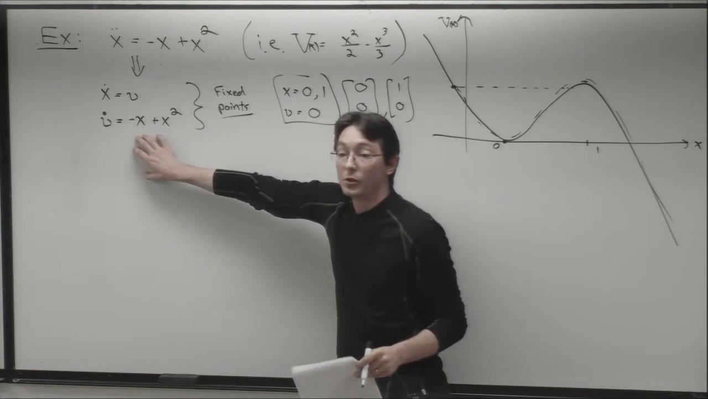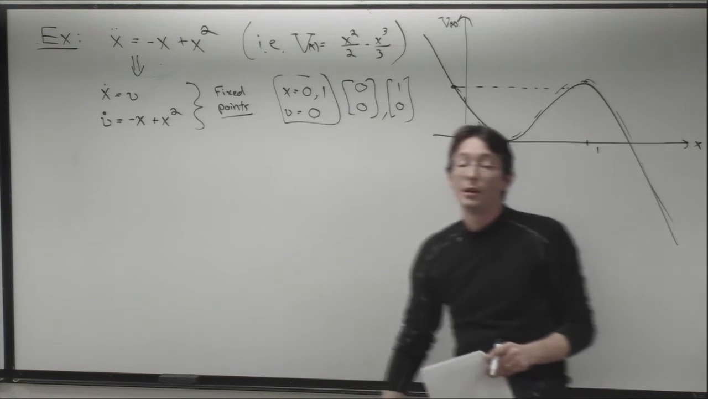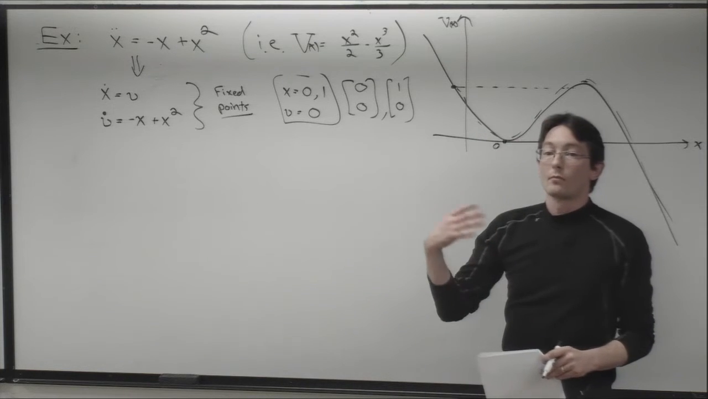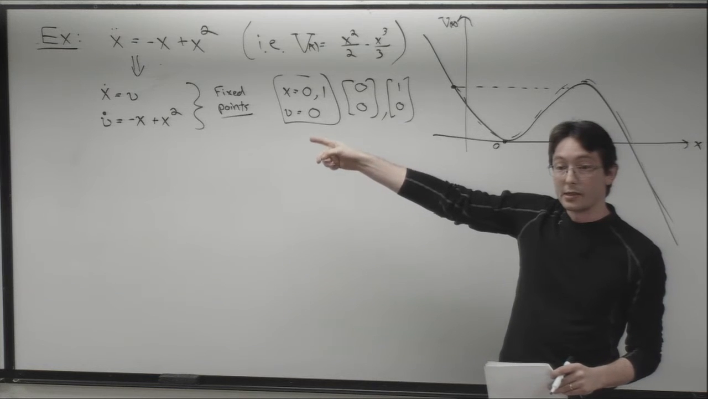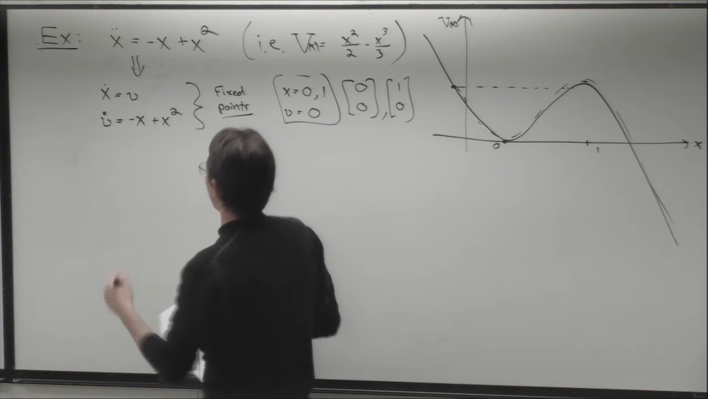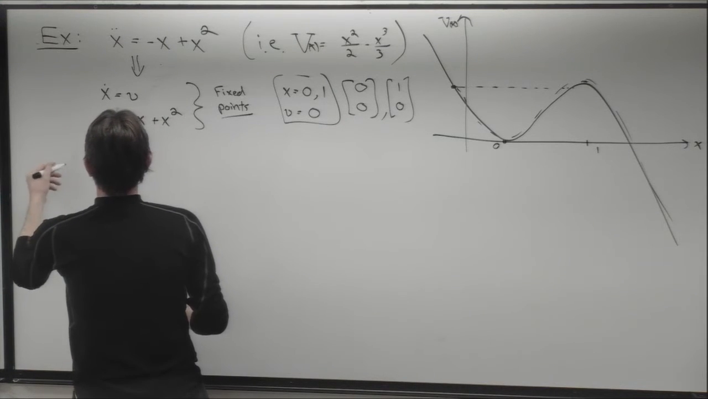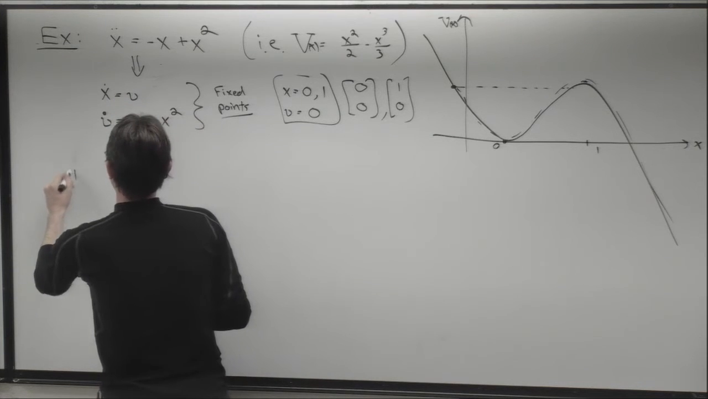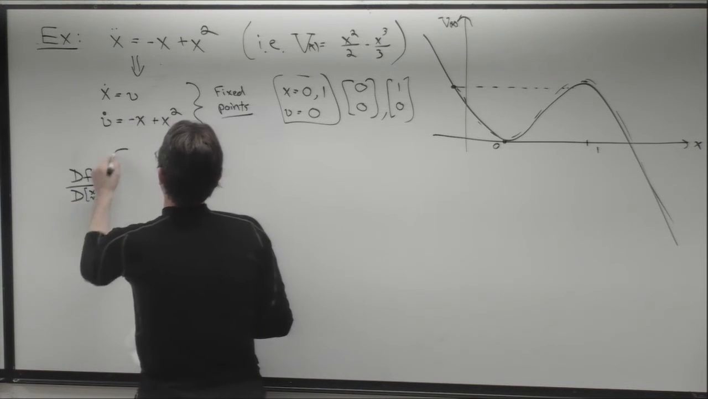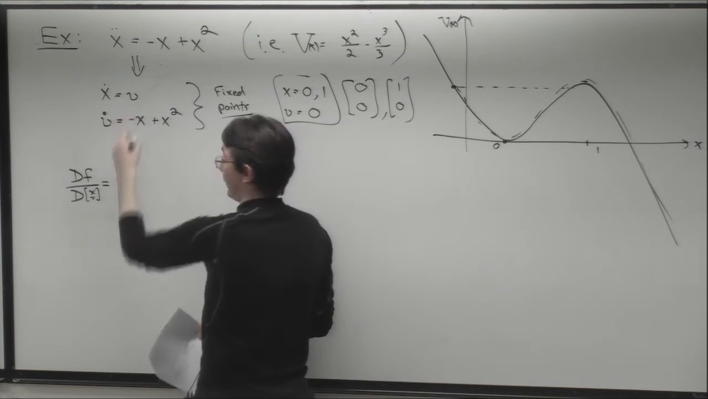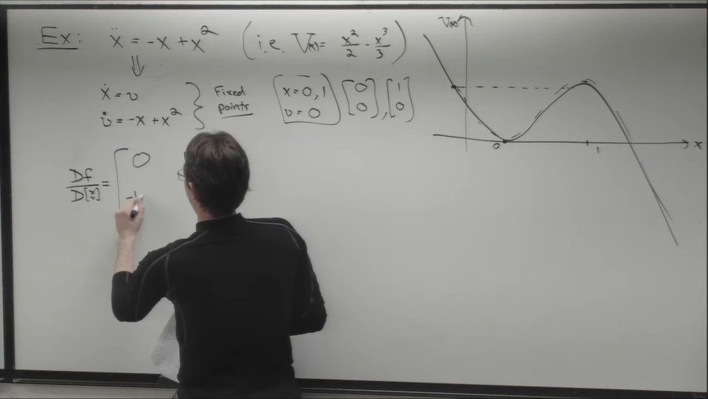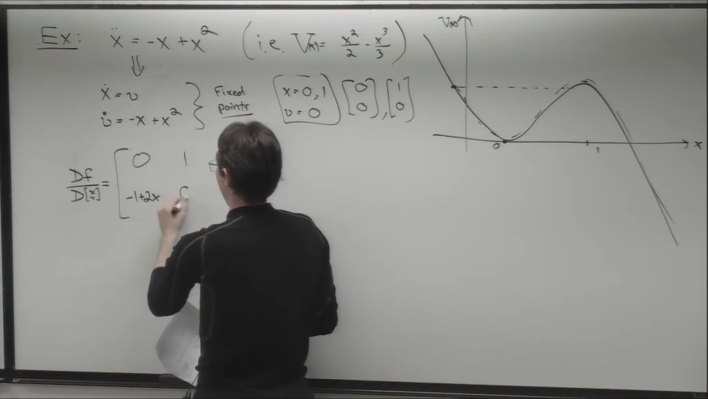I have a system of two coupled first-order nonlinear differential equations. I linearize this nonlinear system about each of these fixed points. And I look at what the eigenvalues and eigenvectors of that linearization are. Okay, so this function f, so df dx and v is equal to partial of this with respect to x is 0, partial with respect to v is 1, partial of this with respect to x is minus 1 plus 2x, partial of this with respect to v is 0.